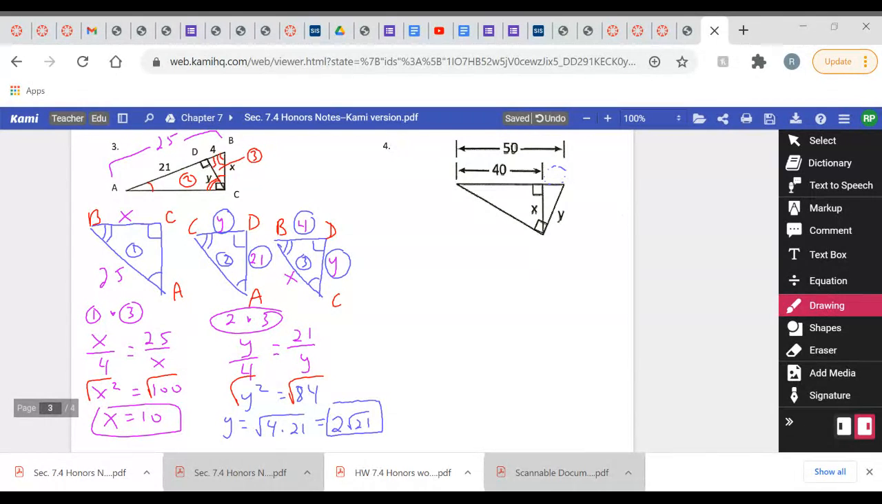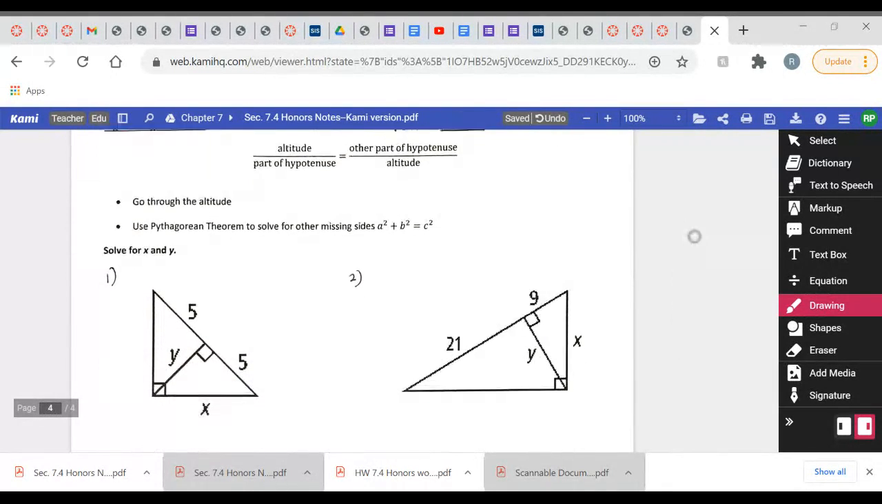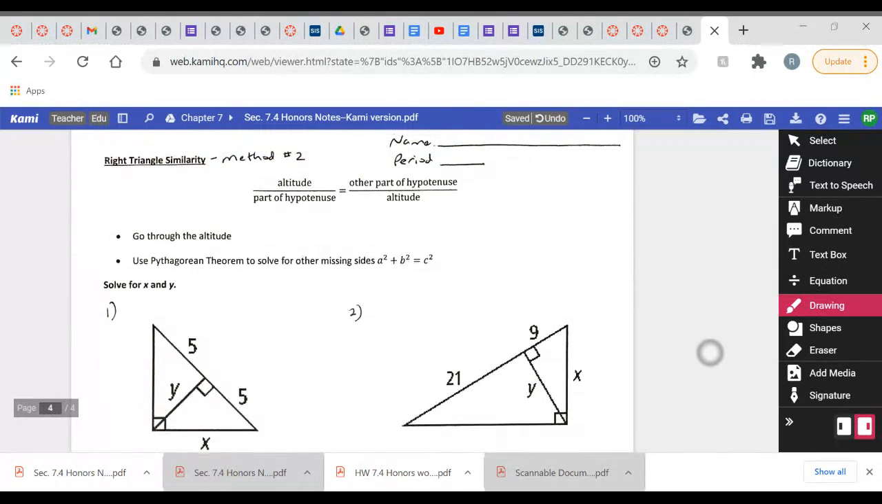Okay, so this was method 1 using similar triangles. I'm going to label it as method 1. Okay, and then now I'm going to show you method 2. And then you can just decide what you like better from here.